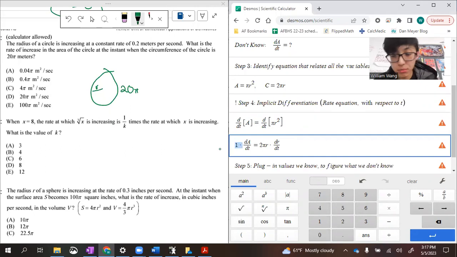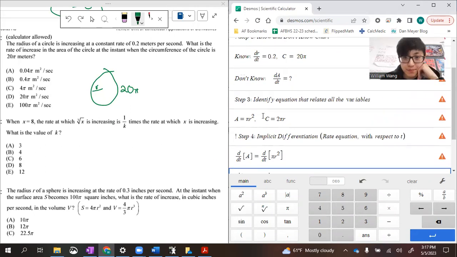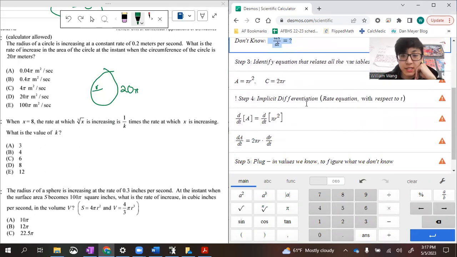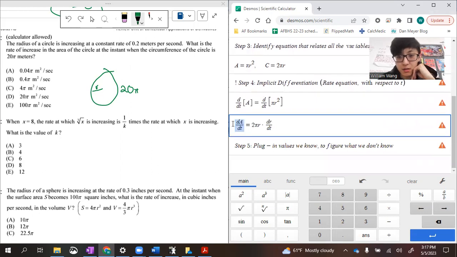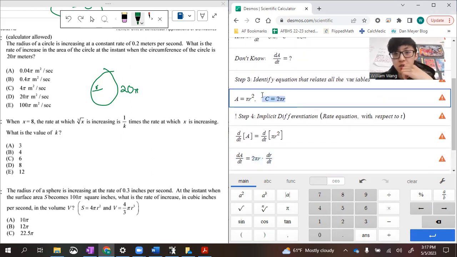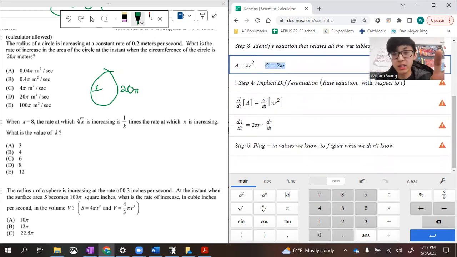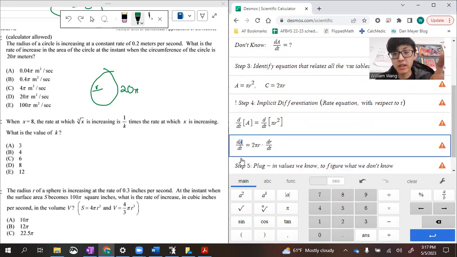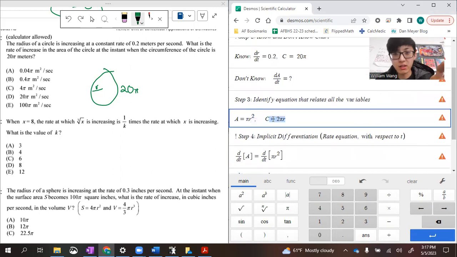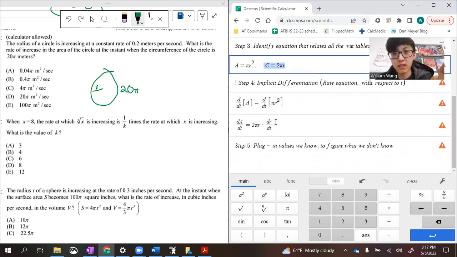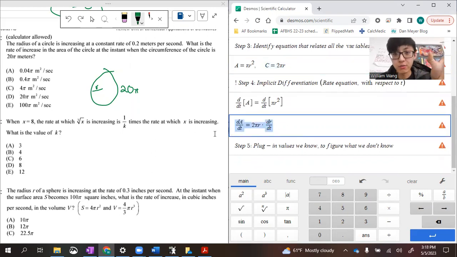So I'm going to simplify this a little bit. And notice I'm trying to find dA over dt. My dA over dt is right here. So I'm sort of good. I have what I'm trying to find. I just need to be able to fill out this right side. So let's leave this C equals 2 pi r. Just leave it there for right now in case we need it. Since I already found the variable I'm trying to look for here, the dA over dt, I'm just going to leave it there because I don't need to do implicit for this yet unless I absolutely have to.